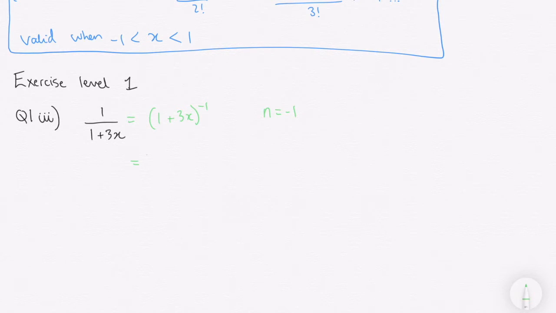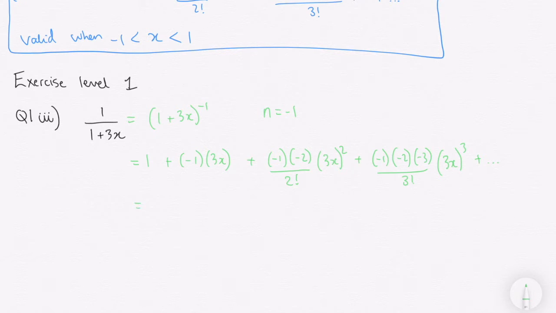So this is 1 plus negative 1 times 3x plus negative 1, and then n minus 1 is negative 2, all divided by 2 factorial times 3x squared. And then we have negative 1 times negative 2 times n minus 2 is negative 3 over 3 factorial 3x cubed. And then we have our remaining terms we're not asked to calculate.